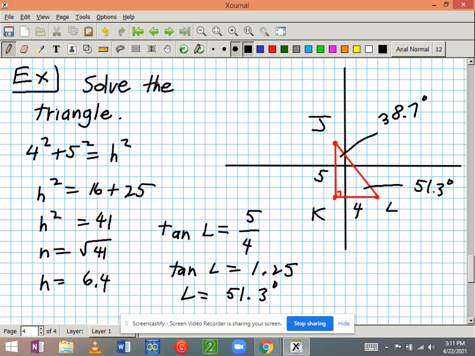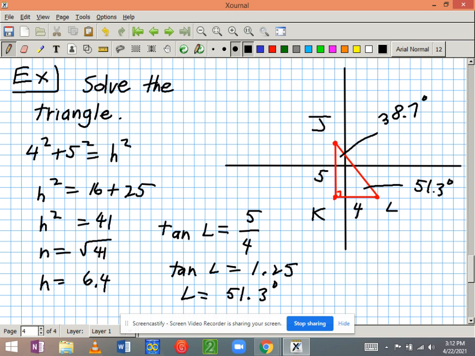The only difference here, it was on graph paper. Instead, you had to count the squares for your legs. And then we found the angles by inverse trigonometry. And then we found that hypotenuse by the Pythagorean theorem, but we could have also set up and used sine or cosine to get that hypotenuse as well.